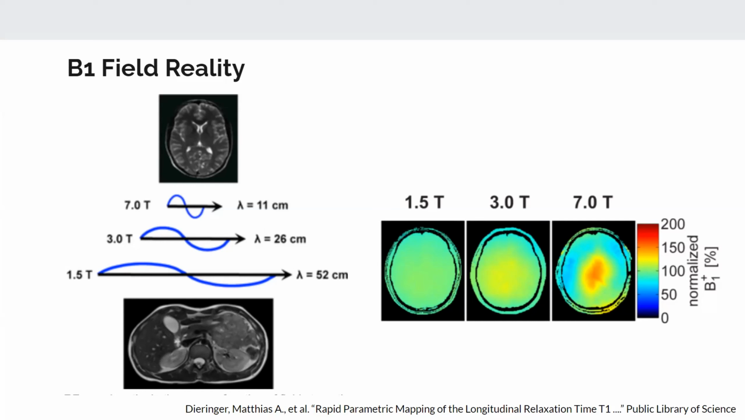As we can see on the right side, there are images of a patient's head, and you can visually see how inhomogeneous the fields are at 3T and 7T. This is just one example of where correction would be useful, which we'll get into later.